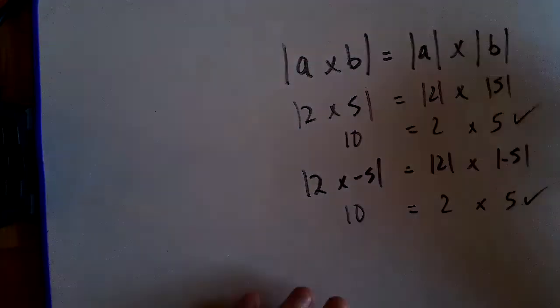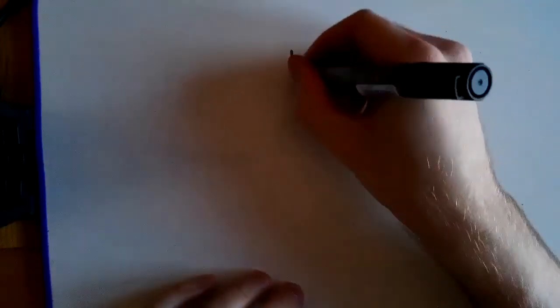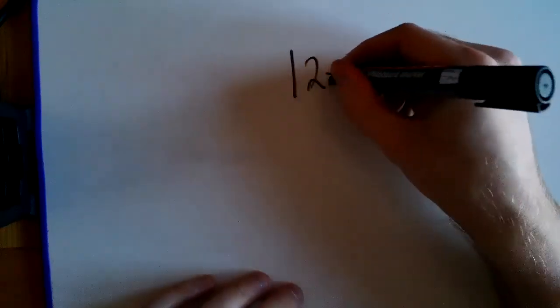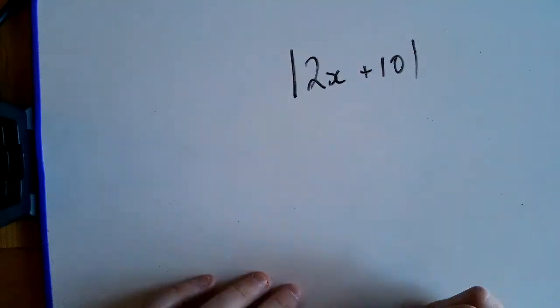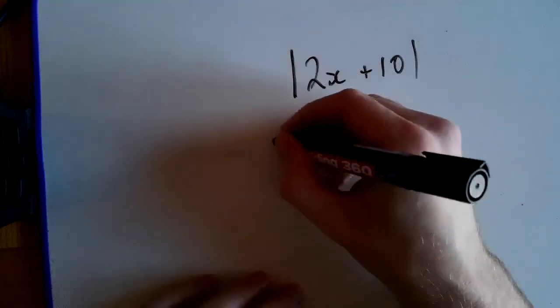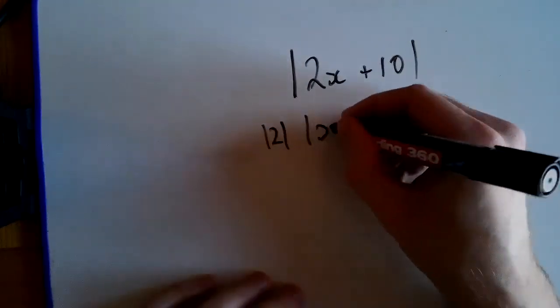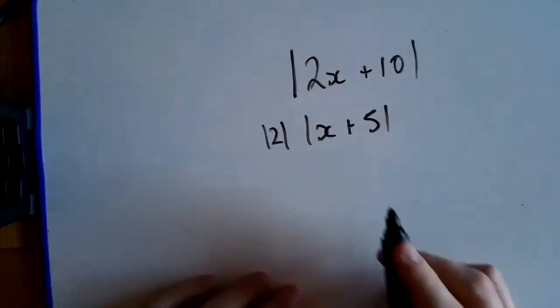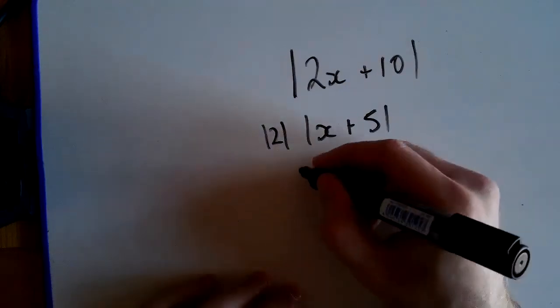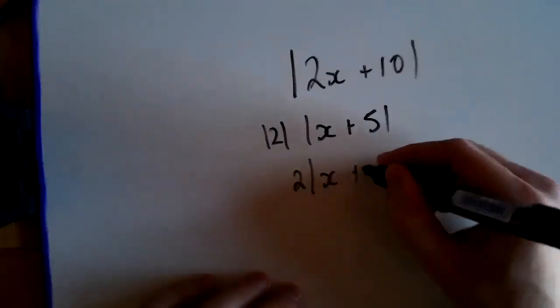So what this rule actually tells us is we can do stuff like this. If I have modulus of 2x add 10, I can factorize out 2. So I can write it like this. And we know that the modulus of 2 is just 2. So I can just simplify it to that.